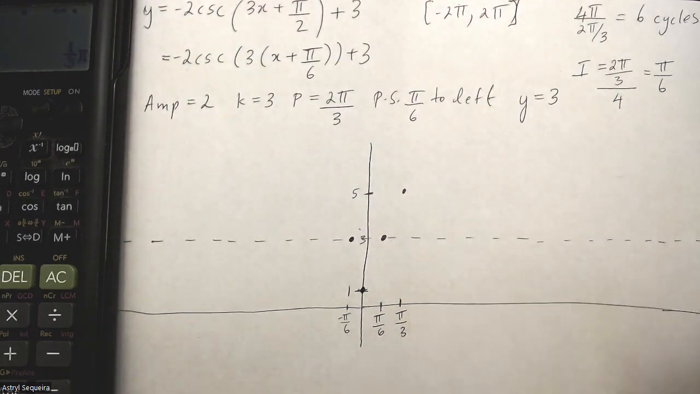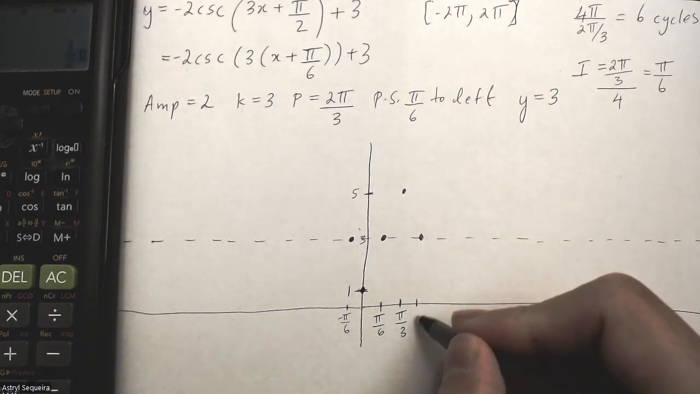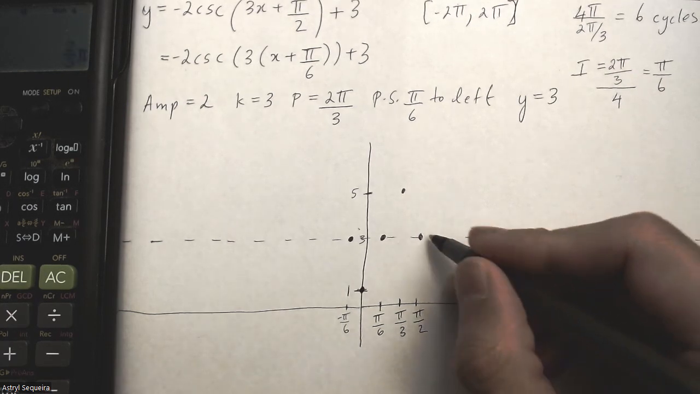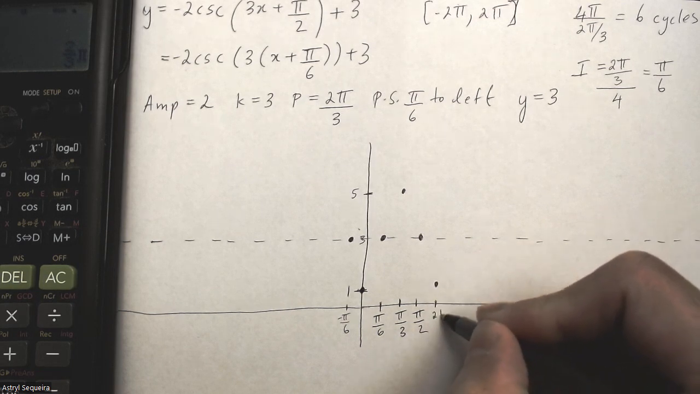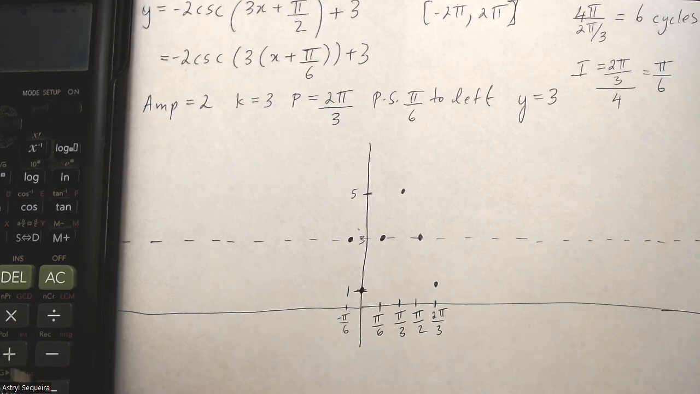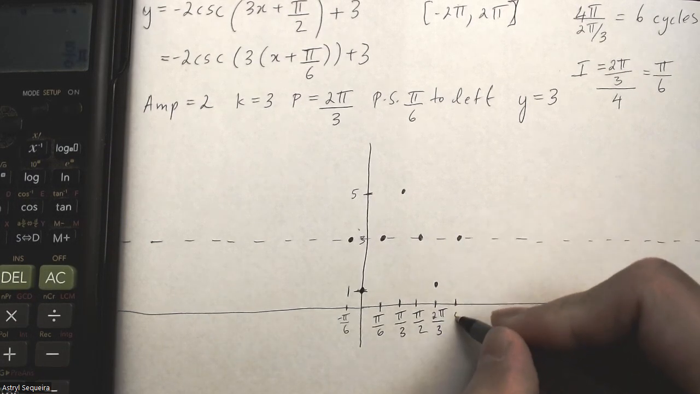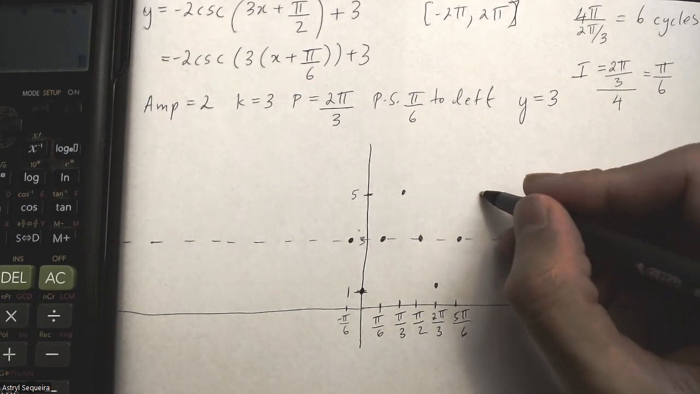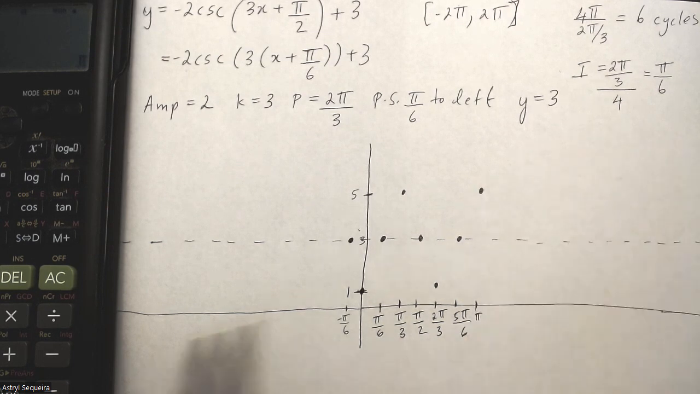The good thing is the calculator will automatically reduce everything down for you as well. Next axis point is just pi over 2. Keep adding pi over 6 basically to all these points. Next one will be 2 pi over 3. Next one will be 5 pi over 6. Next one will be pi.